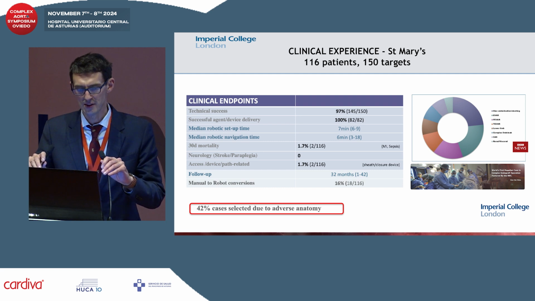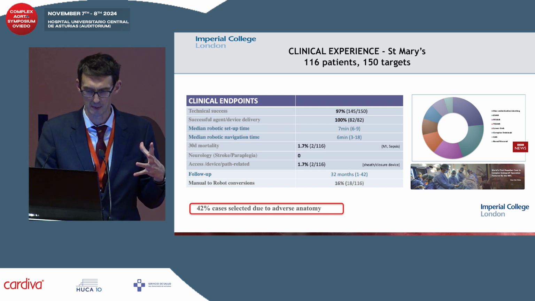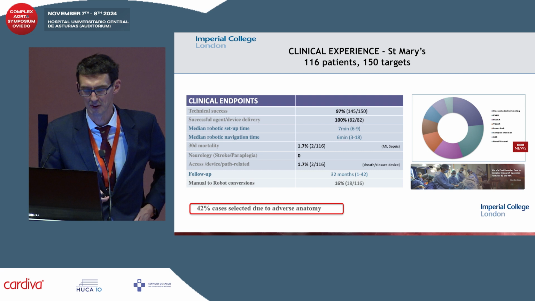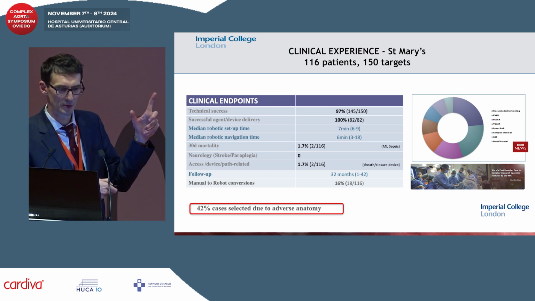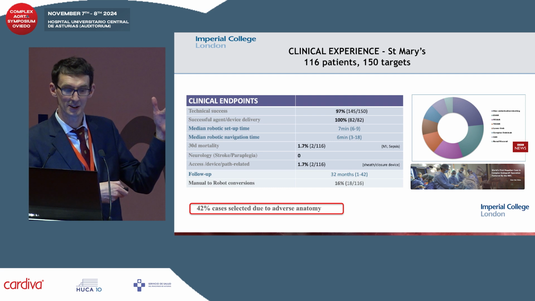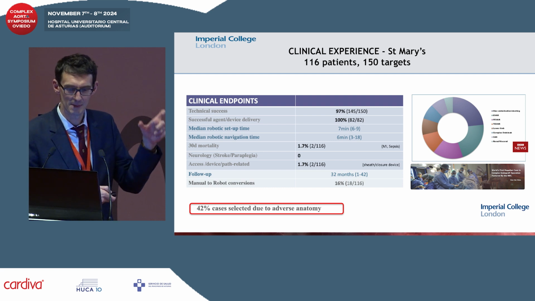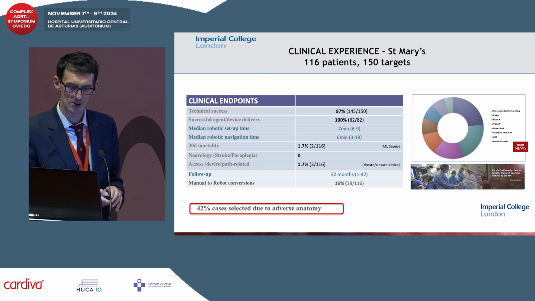So we looked in patients. This was our experience. This is a group of different patients. It was 116 patients in 150 targets. So it spread over about 5 years, a few years ago. The numbers don't mean an awful lot because they're completely different patients, of course, but we did have good technical success. We didn't go from robot to manual, except in a couple of cases, but we went from manual to robot conversions and used the robot in 16% of cases.